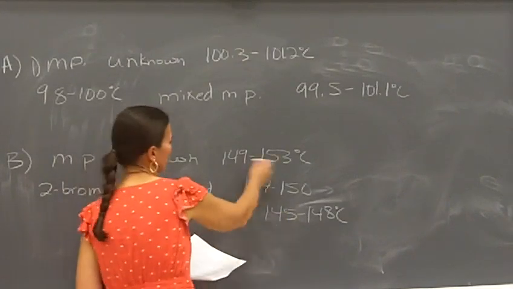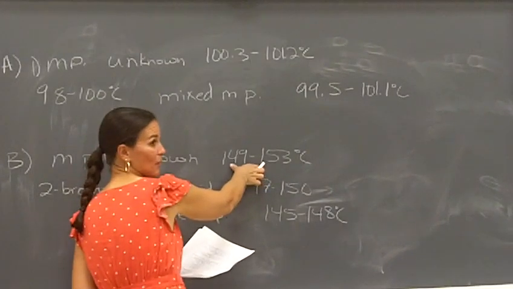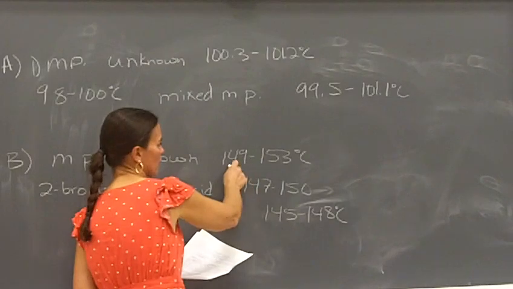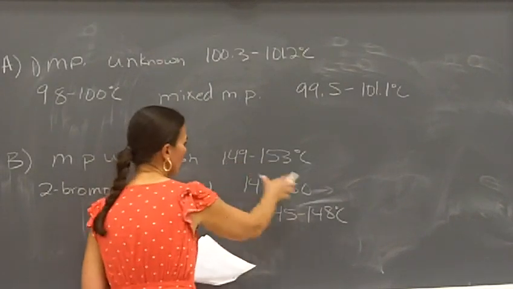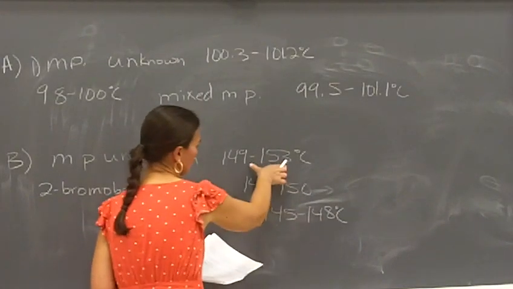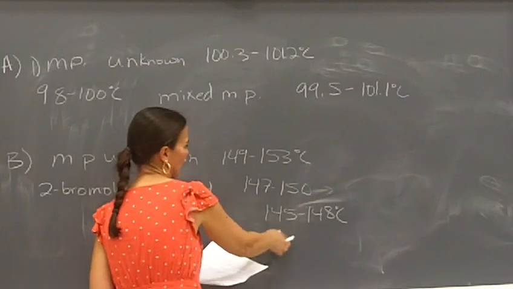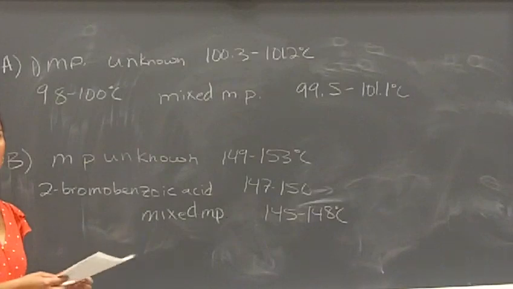The other thing, if you look here, probably this unknown is not super pure. Maybe it hasn't dried all the way. Maybe all the solvent hasn't been removed because it's a 4-degree range, okay? We didn't get more broadening because it was already broad, but we did get depression in the melting point range. So that points at not a good match, all right?